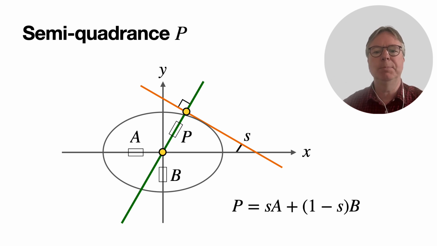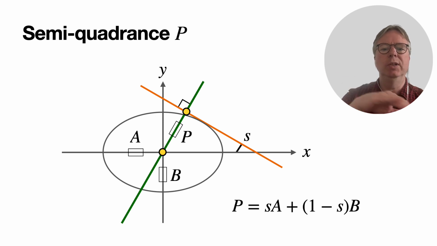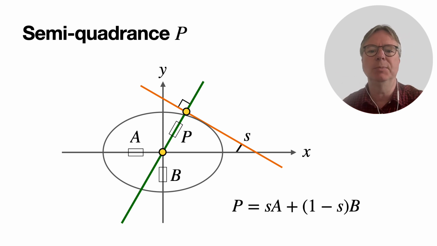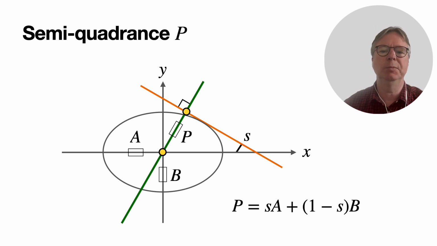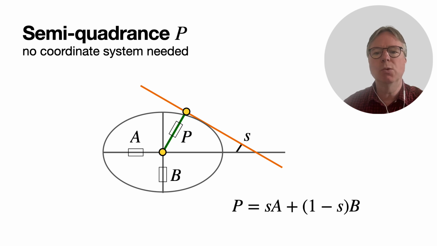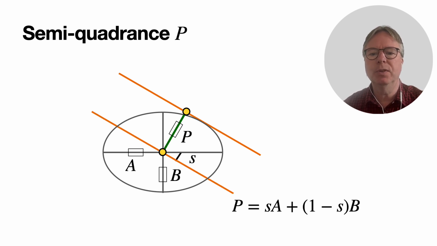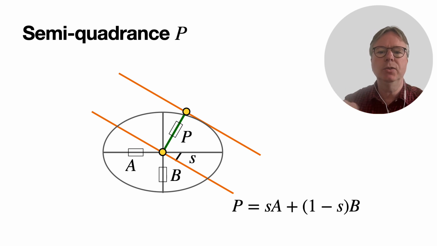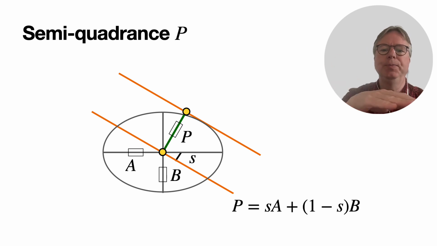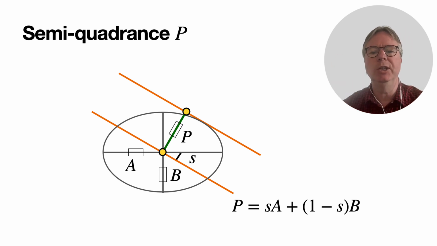So what do we have now? For this ellipse, with a tangent that has a spread S between the tangent and the major axis of the ellipse, the P is simply S times A plus 1 minus S times B. And we don't need a coordinate system anymore. And we can even define the line through the origin and then change the S a little bit. So now it's really the viewing direction, the spread between the viewing direction and the major axis.